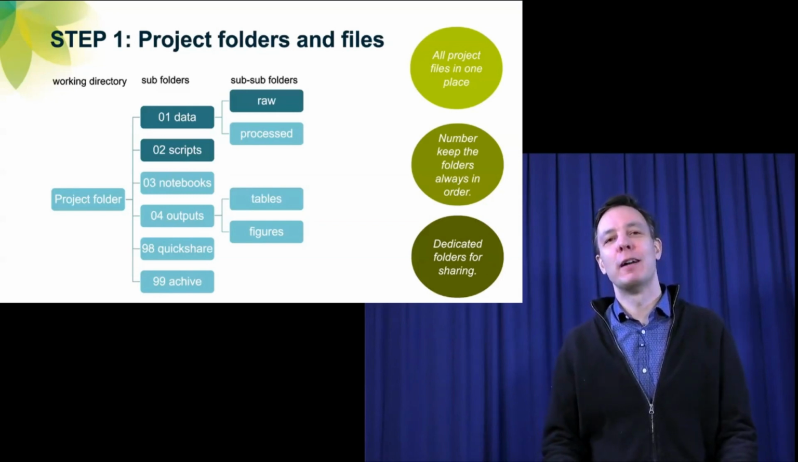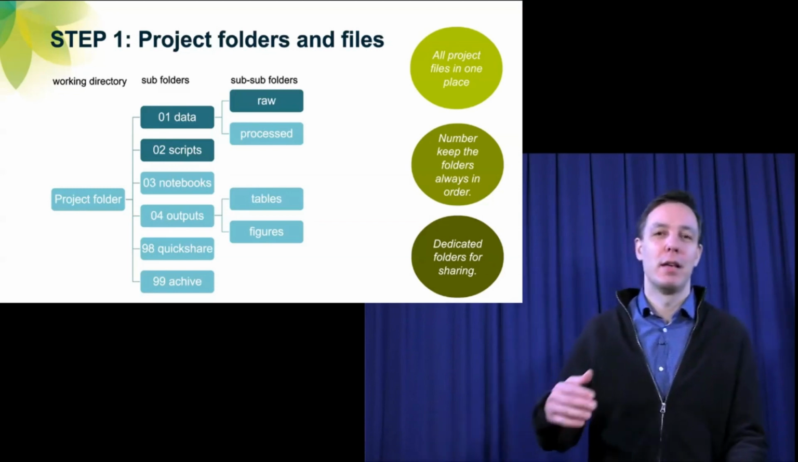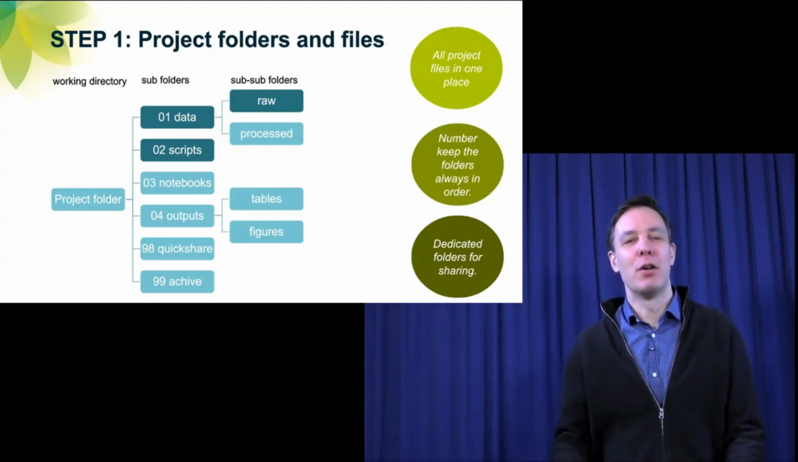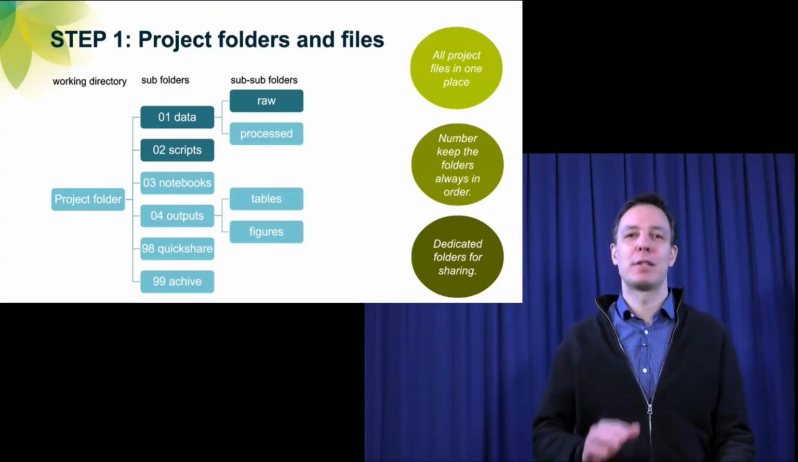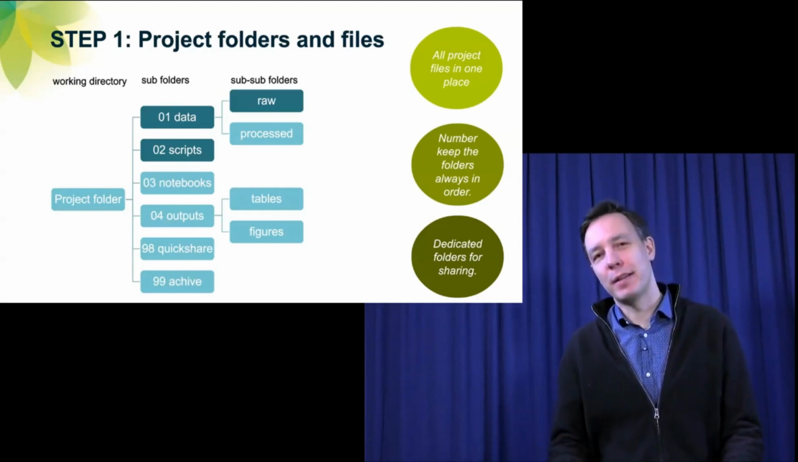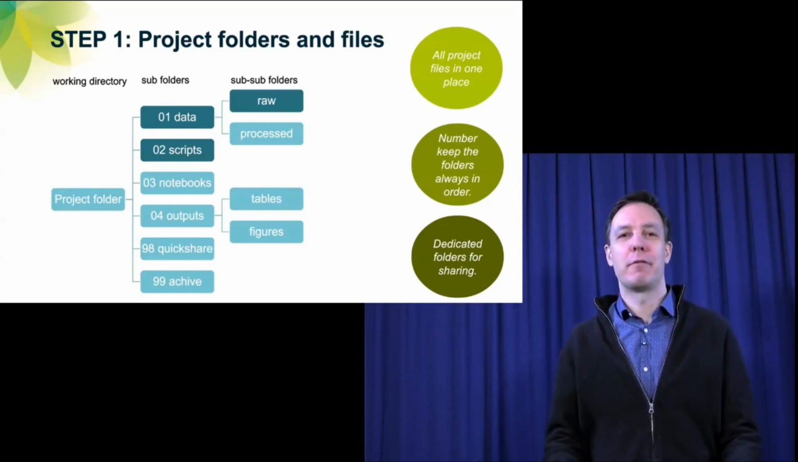And then a few quite useful folders are the quick share folder. So if you want to share with your colleagues, instead of saving a copy with a different name, you can just save a copy in the quick share folder and then share that file to your co-authors, for example, for commenting or something like that.